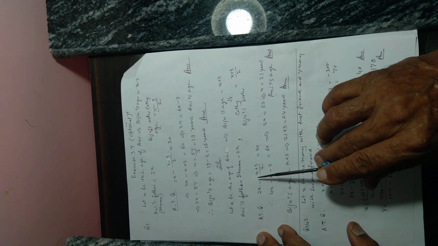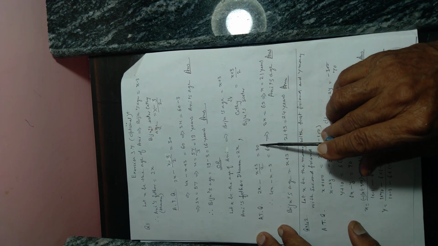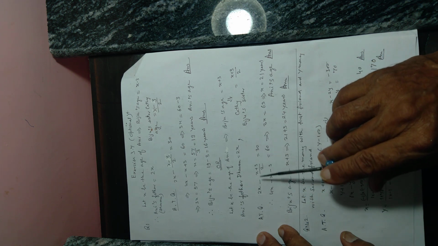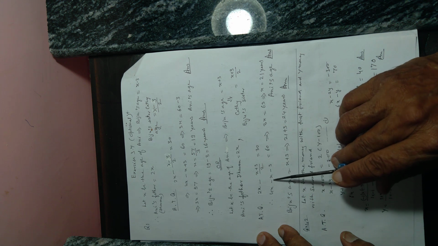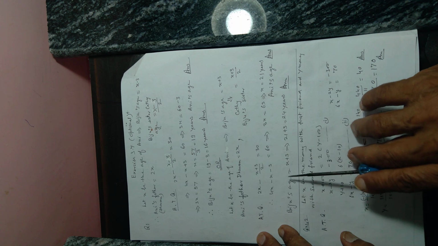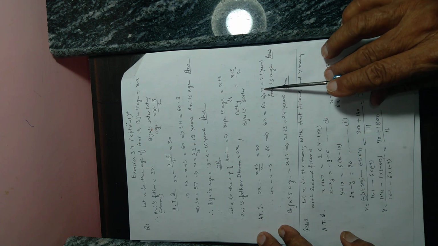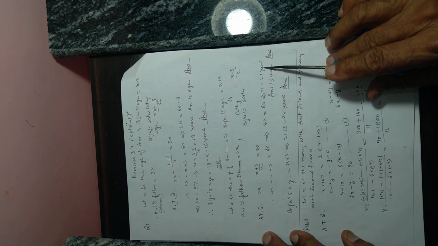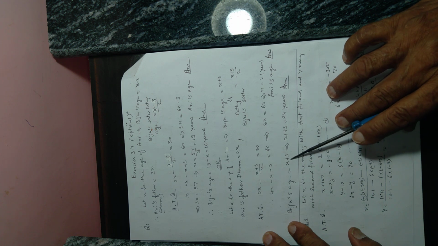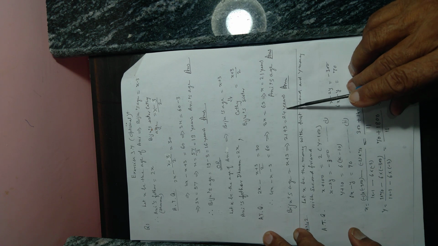2x minus (x plus 3) by 2 is equal to 30. So just multiply by 2 to both the sides, we will get 4x minus x minus 3 equal to 60. Therefore 3x is equal to 63. x will be equal to 21 years. This will be Ani's age. Now Biju's age is x plus 3, that is equal to 21 plus 3, that is 24 years.